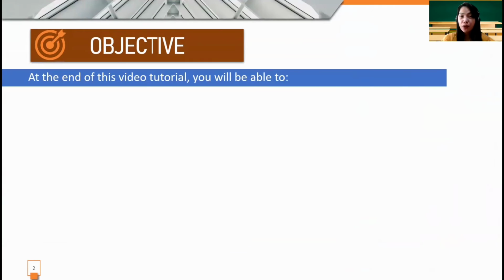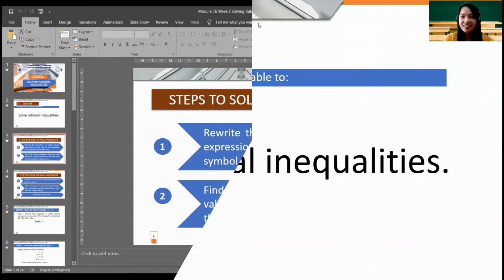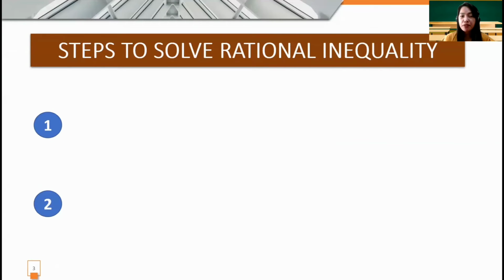In this video, we will be talking about how to solve rational inequalities. There are 5 steps to solve a rational inequality.